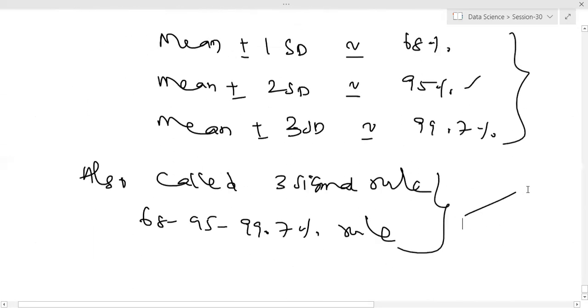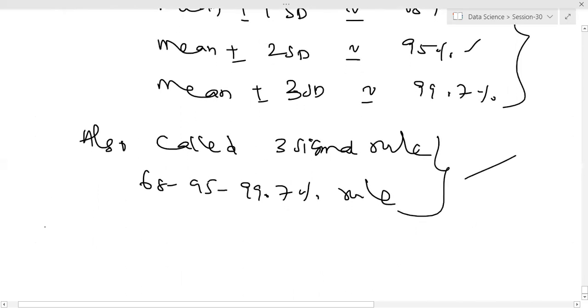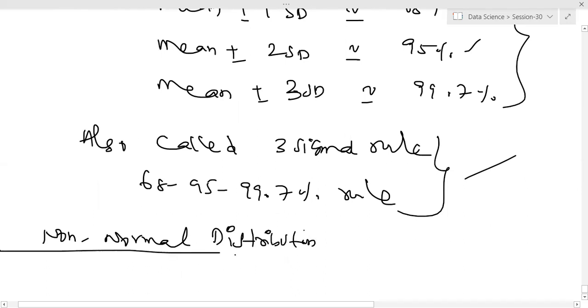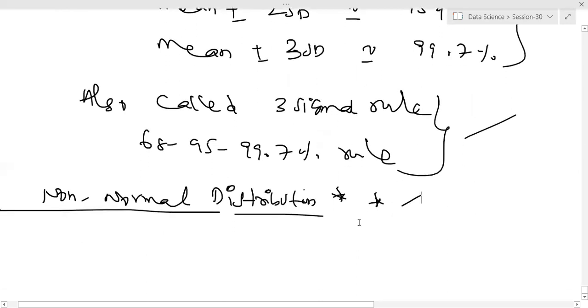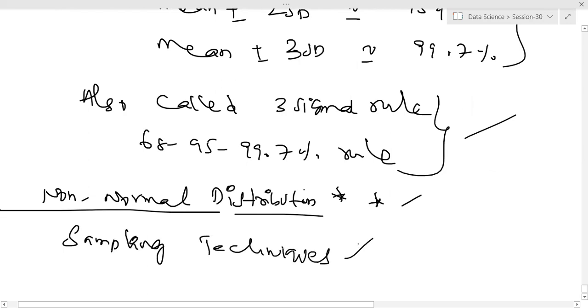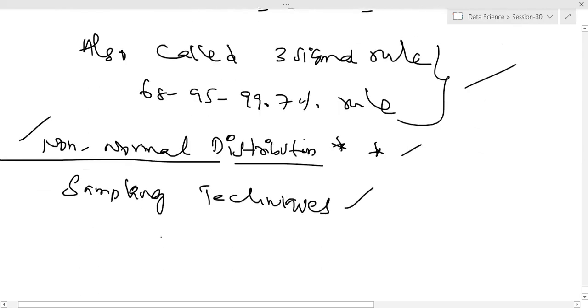In the tomorrow session, I am left with non-normal distribution. Is there any possibility of estimating the values if I am not getting a normal distribution? What should I do? That discussion. And then I am going to start with the very important and easiest topic, the sampling techniques. More or less we are entering the genre of machine learning.